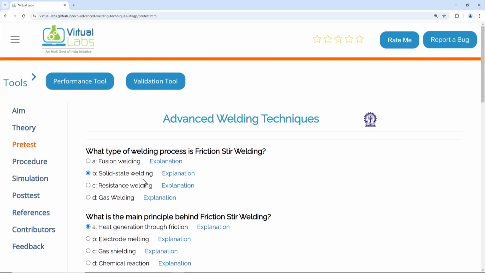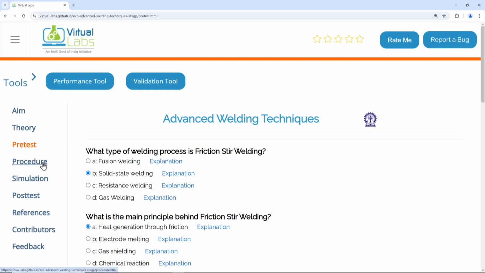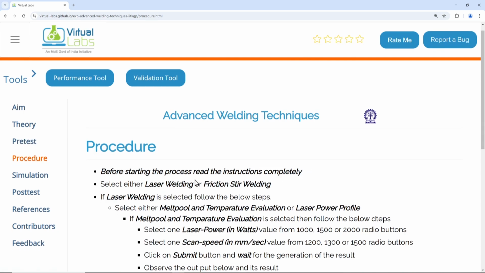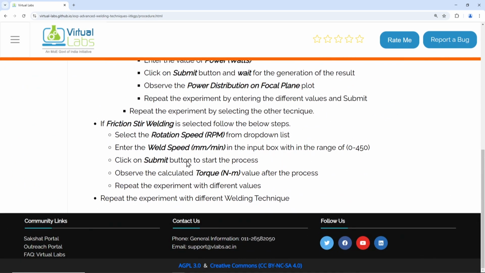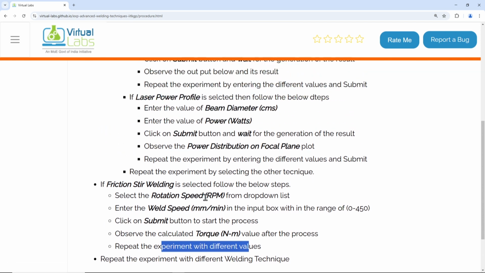I am missing here the laser welding because the laser will be discussed in the forthcoming weeks, where we will discuss about the advanced processes. There the laser welding, laser machining system would be discussed. Now procedure for friction stir welding, we select the following steps: rotation speed, we select the weld speed, we click the submit button, we observe the torque calculated, we repeat the experiment with different values and try to understand how the friction stir welding is going on.